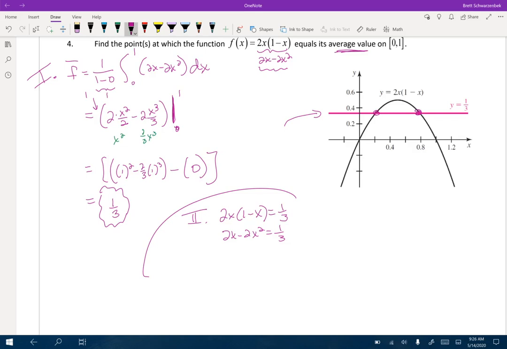So the goal is we need to get 0 on one side of the equation. Let's do that first. So let's subtract 1/3 over, get 0, and ideally we want the fraction to be gone, and no negative in front of the x squared term. So let's rearrange: negative 2x squared plus 2x minus 1/3. We want to get rid of this negative and this 3 in the same step, so we want to multiply both sides by -3. By doing so, we're going to get 6x squared minus 6x plus 1 is equal to 0.